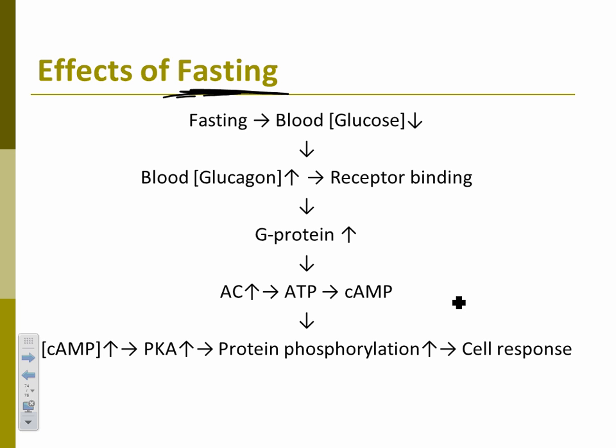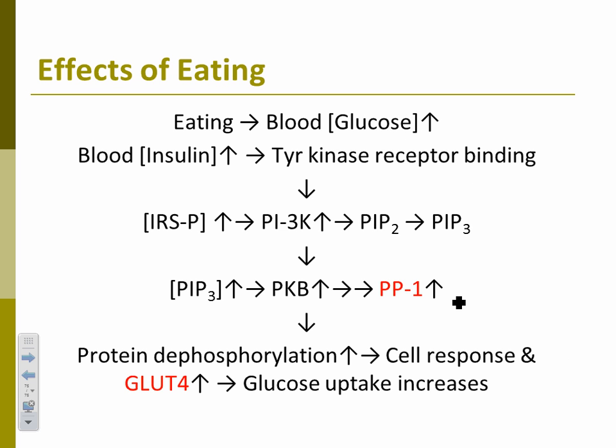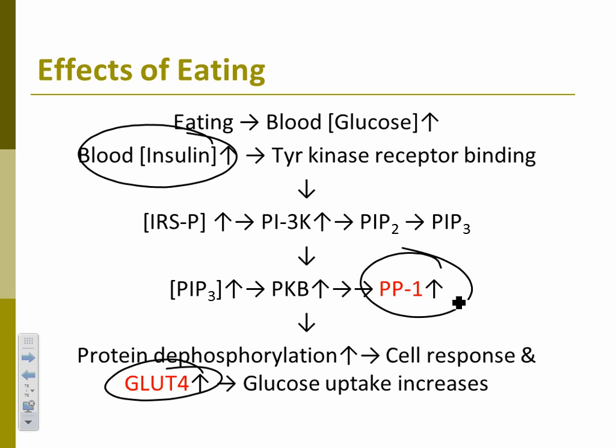So this is what happens when fasting. Be able to trace this down. When you're fasting, you have not a lot of glucose, therefore you have glucagon, and then you go through that pathway resulting in PKA. If you eat, you're eventually going to secrete insulin, which goes through the entire pathway. PP1. PP1 has all of those responses plus GLUT4. Alright, that's the end of that unit. Good luck.